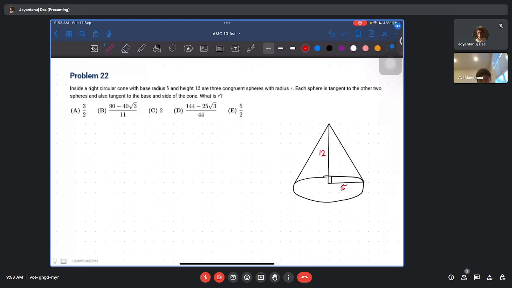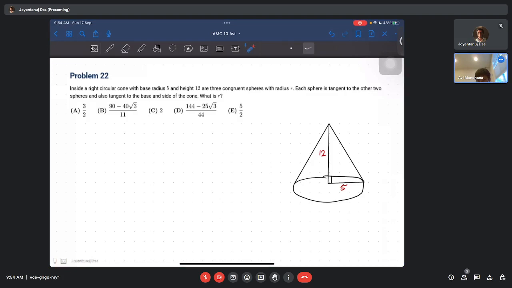And there are three congruent spheres with radius r. So inside this right circular cone there are three congruent spheres with radius r, and also one more condition: each sphere is tangent to the other two spheres and also tangent to the base and the side of the cone. So they're asking to find out that radius r of the sphere.